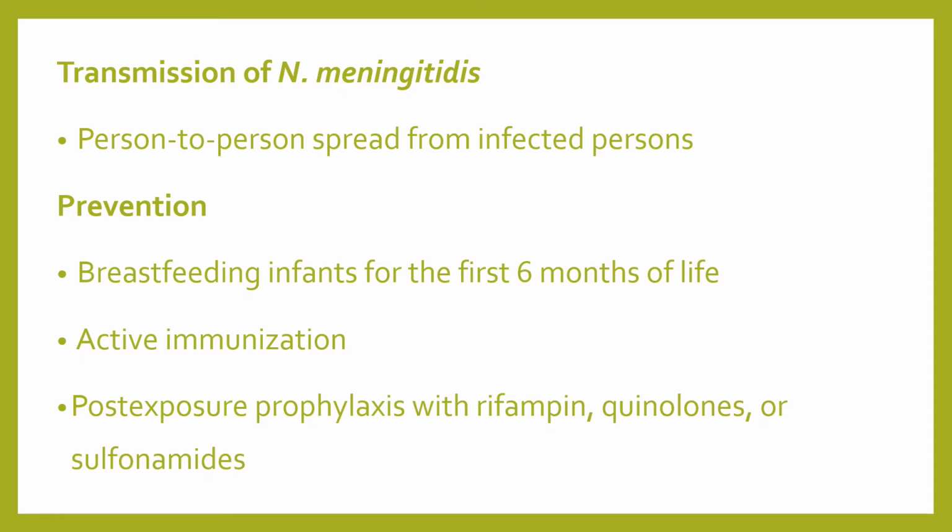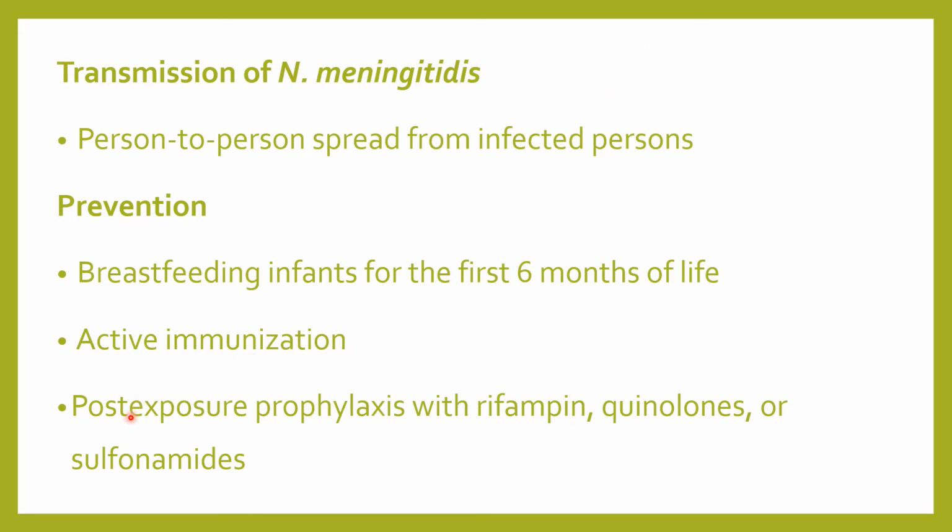So how do we prevent it? Quite surprisingly, breastfeeding infants for the first 6 months of life is protective against Neisseria meningitidis. Maybe because of the antibodies transferred from the breast milk to the infant, and it serves as a protective covering for the infant. And of course, we can do active immunization of children older than 2 years of age with a polyvalent conjugate anticapsular vaccine, which sometimes is not effective against serotype B.